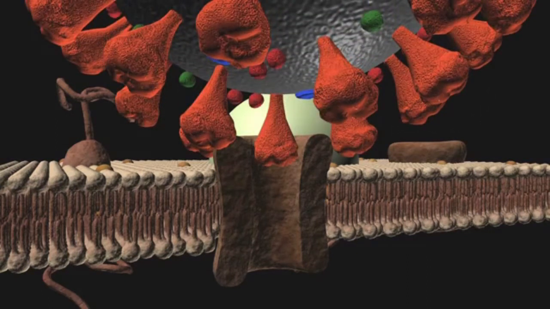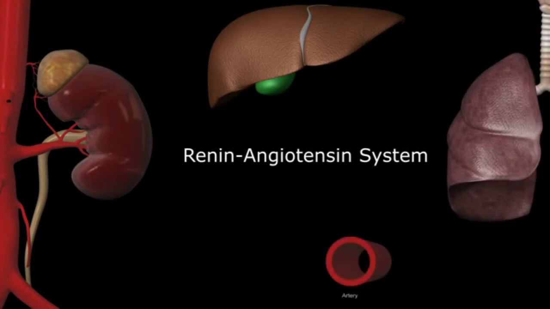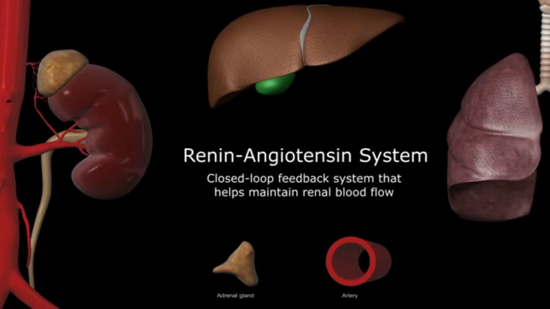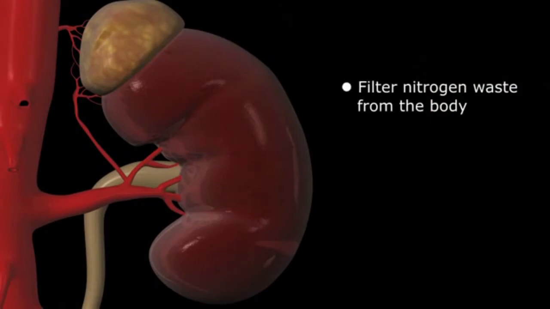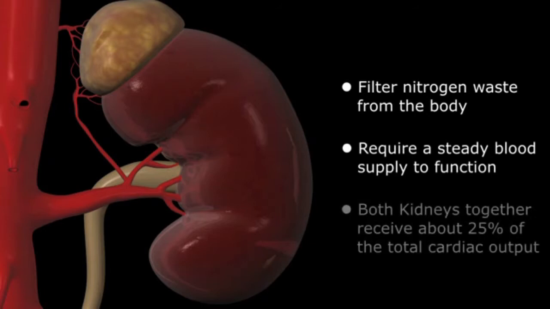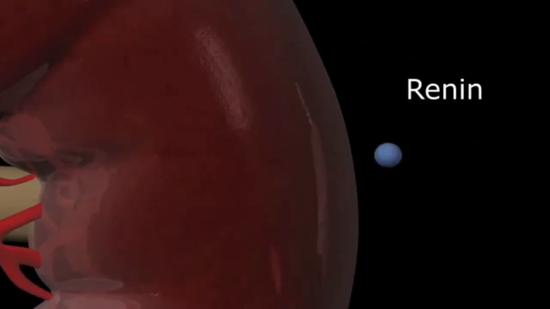To understand the function of ACE2, we first have to review the renin-angiotensin system, involving the kidneys, liver, lungs, blood vessels, and adrenals. The renin-angiotensin system is a closed-loop feedback mechanism that helps maintain renal blood flow. The kidneys are designed to filter the nitrogen waste products of protein metabolism from our bodies. To function normally, they need a steady flow of blood, receiving about 25% of the total cardiac output. A drop in blood pressure, either systemically from heart failure or locally from a narrowing of the renal artery supplying blood to the kidney, causes the kidney to secrete a chemical called renin into the bloodstream.